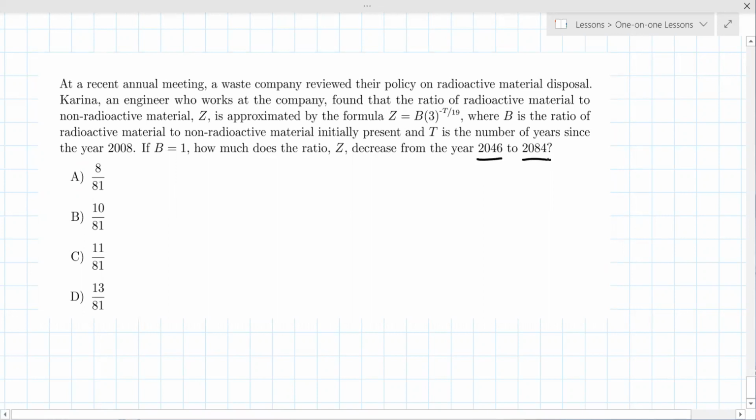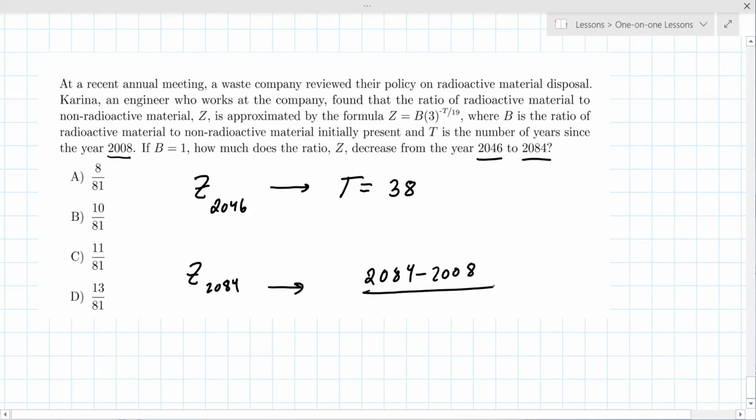So in short, you have to calculate Z for the year 2046 and Z for the year 2084. The thing that could be challenging here, and this is not a calculator problem, is you may not look real closely and realize that T is actually the number of years since 2008. So for 2046, T is actually 38. And for 2084, T is equal to 2084 minus 2008, and that is 76.